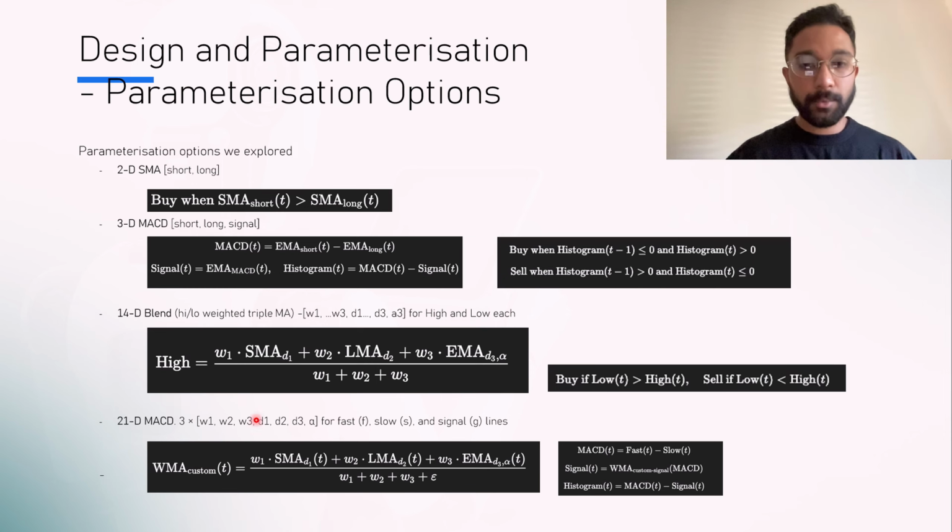Finally, we have our custom 21-dimensional MACD strategy. It has 3 independent filters: the fast, the slow, and the signal lines. So this gives us this vector to optimize over, which is again a 7-dimensional vector, and over 3 lines, that's a 21-dimensional optimization problem. So we use the difference between the fast and the slow signal line to calculate the MACD. This is then smoothed by the signal line, and we calculate the histogram by the difference between the MACD and the signal. And the buy and sell decisions are again triggered when the histogram crosses 0.